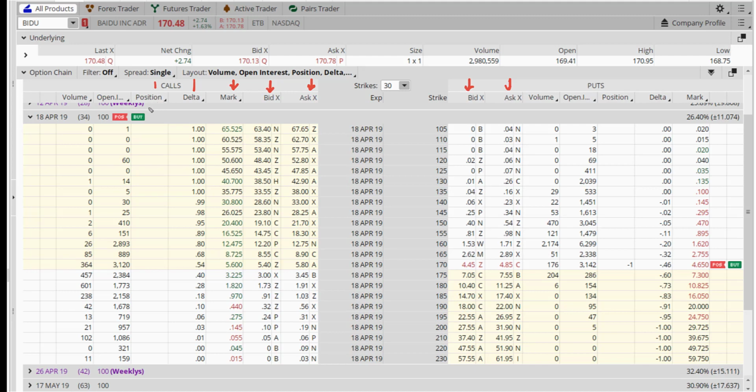In case you have a call position, it will show up here. Then there's the open interest and the volume of how many call contracts have been traded today. So that's the information which is shown in the options table.